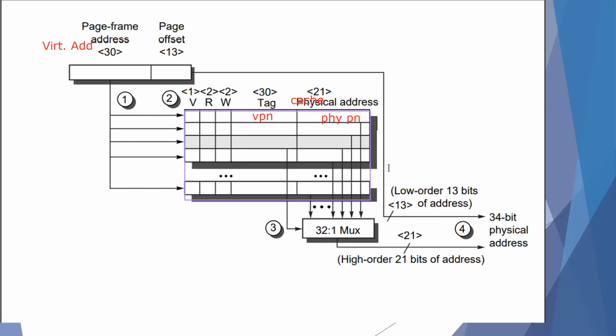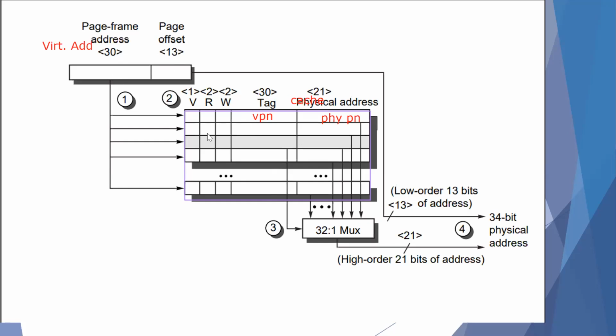Yes, ma'am. Now the virtual address that came from the processor gets broken into two parts: the virtual page number and the offset. The offset remains as it is, but the virtual page number is searched in parallel with all the tags. As I told you earlier, tags are all searched in parallel. But before searching the tag, what should it look for?